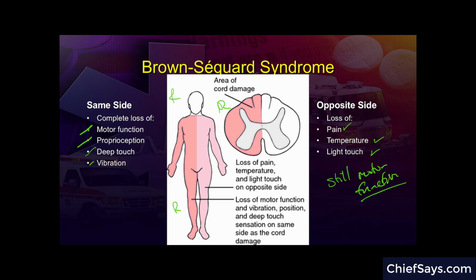Now, part of this is because of the crossover that occurs with our descending motor tract, so the motor neurons cross over in the brainstem, so it will impact the same side of motor control as the injury, but sensation does not cross over in the same way. It will be on the opposite side. So they lose sensation on the opposite side, and they lose motor function on the same side because of the crossover phenomenon. And we did also mention spinal shock in the process.